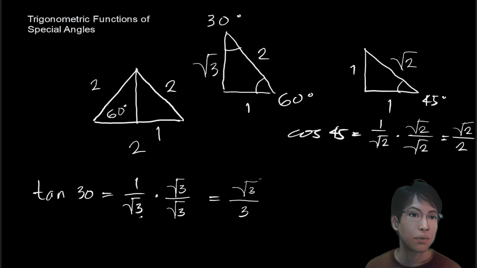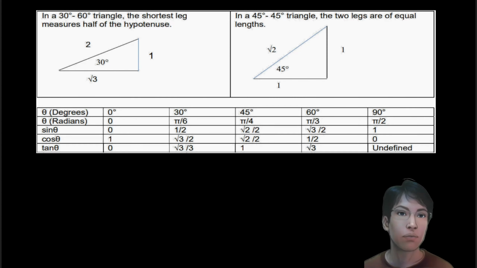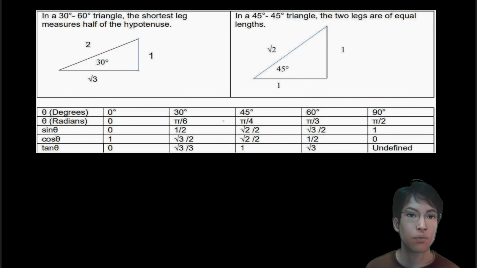Let me show you this table, a summary of the values for the special angles of the triangle. You can see, as I've said earlier, sine 30 is 1/2. Then cosine of 30 is square root of 3 over 2. And then tangent of 30 is square root of 3 over 3. So I already explained how we arrived over here.